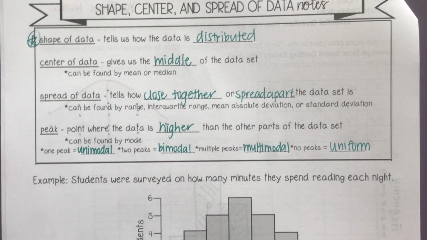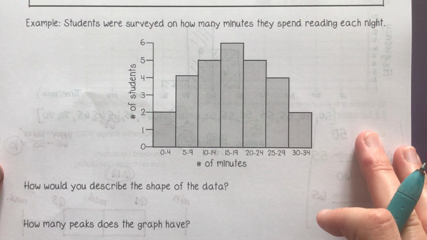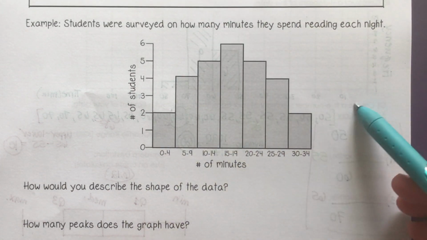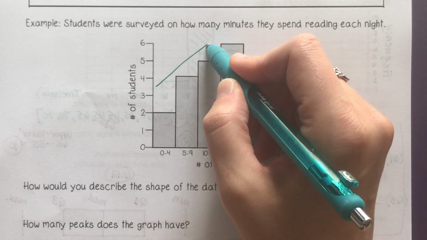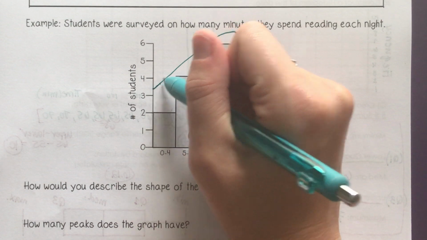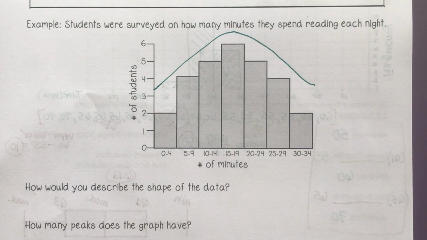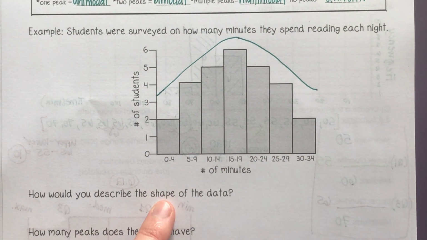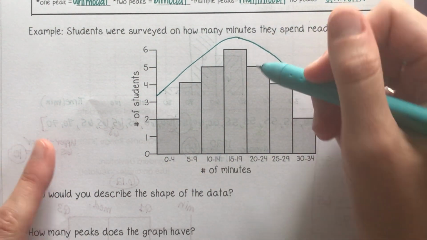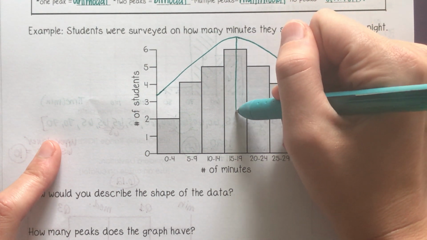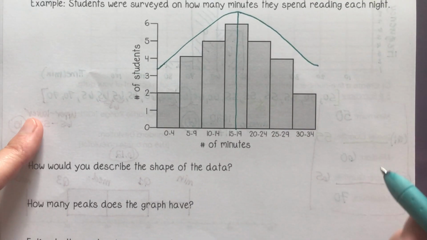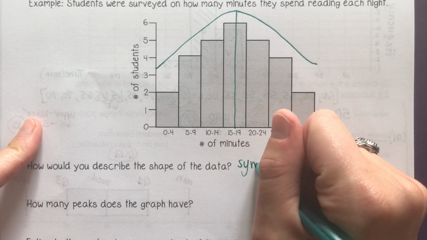Okay, so let's do an example here. Students were surveyed on how many minutes they spend reading each night. So you can see what the distribution looks like, and I always like to just kind of trace over it because I feel like it kind of shows me what the shape is. So if I look at this shape right here, I say, okay, does this look like symmetric data or does this look like non-symmetric data? Well, it kind of looks like the center's right here and everything on this side and this side are pretty much reflected. So this is definitely considered symmetric data.